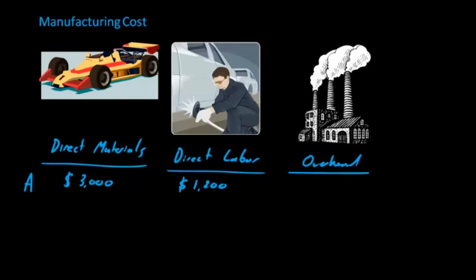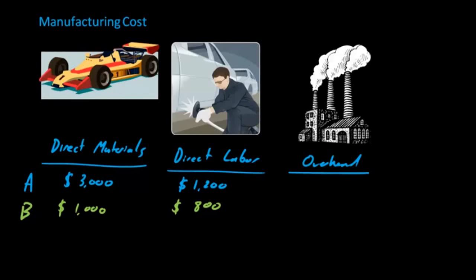The first car that we're going to produce, let's call it car A. And let's say that for direct materials, car A uses 3,000 in direct materials, and car A also uses 1,200 in direct labor. And now we know exactly how much direct materials and direct labor were tied to car A, because remember, direct materials are directly traceable to the car. So it's really simple to figure out how much direct materials and direct labor we've used.